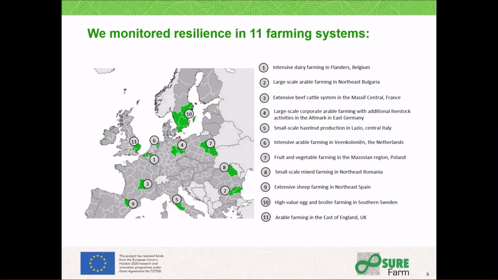So we did this in SURE-Farm for 11 farming systems. We did these 3 ways of monitoring resilience. And well, if you can't read this, these are diverse systems facing different challenges, also facing different consequences of the corona crisis last year. So very different systems. And we analyzed them from 2017 till actually now.